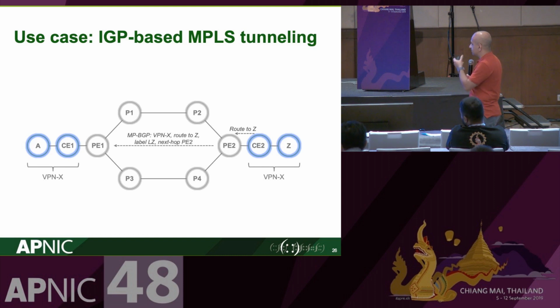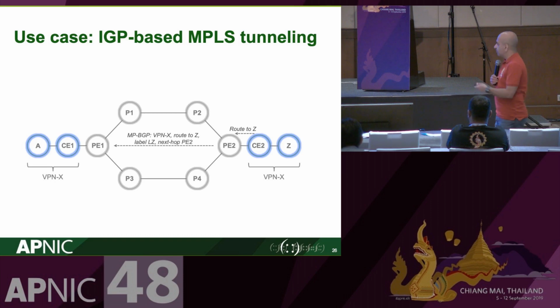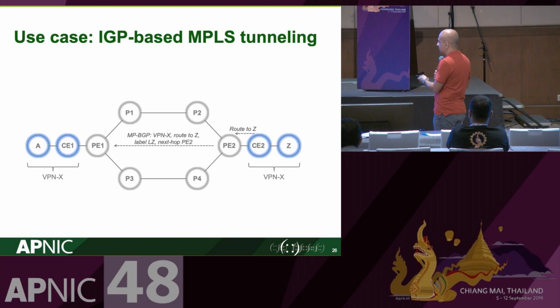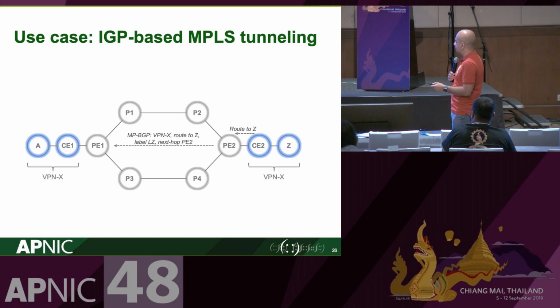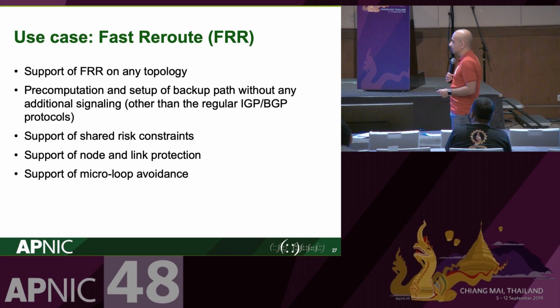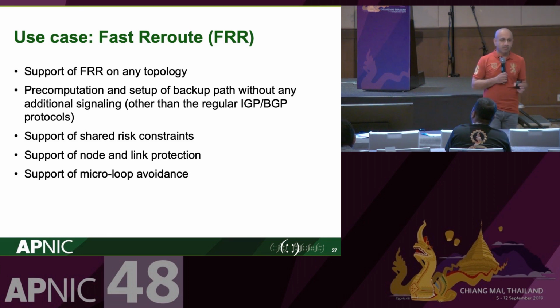This is just showing you an example of an MPLS VPN where P2 has signaled, using MP-BGP, a route for Z within VPN X, which has a label of LZ, and it says my next hop is P2, all right? That's just one. And what you want to do is send the traffic down the shortest path.